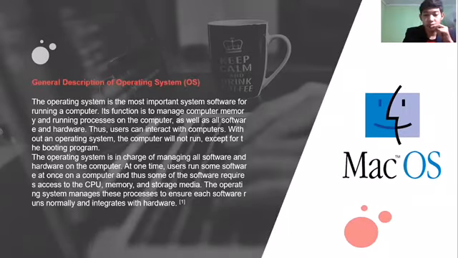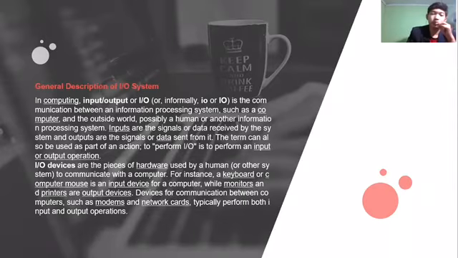At one time, the user runs some software at once on a computer, and the software requires access to the memory and storage media. The operating system manages this process so that software runs normally and interacts with the system.